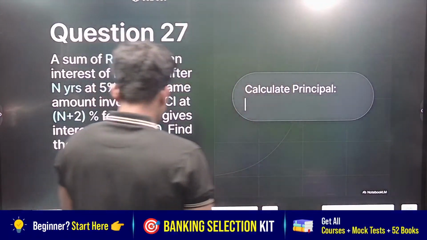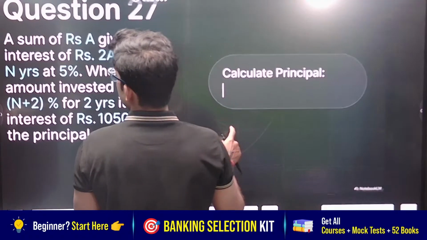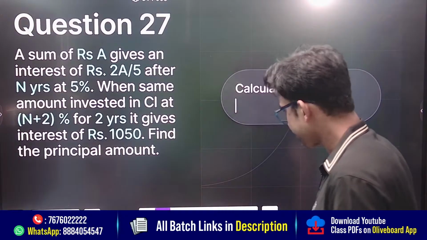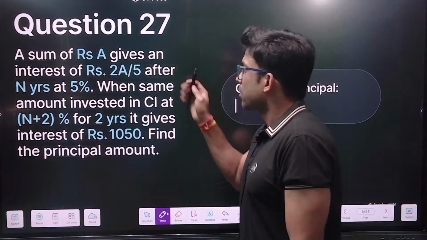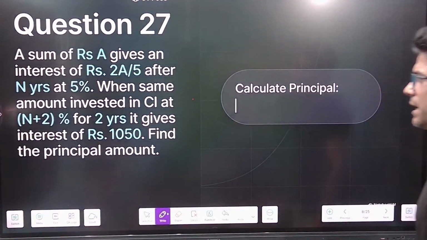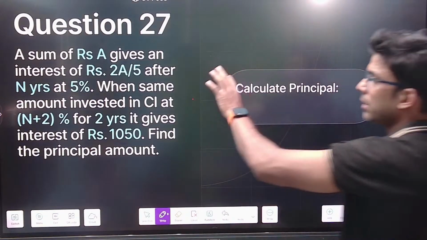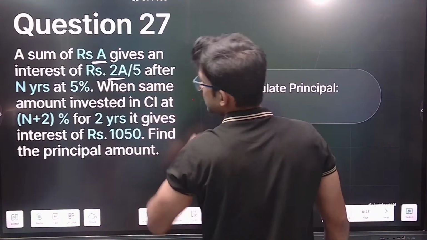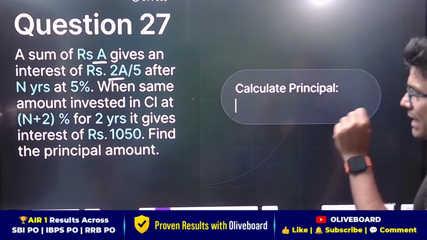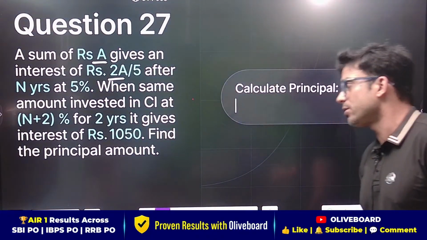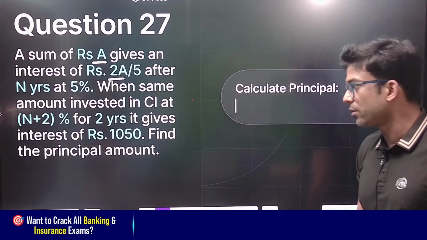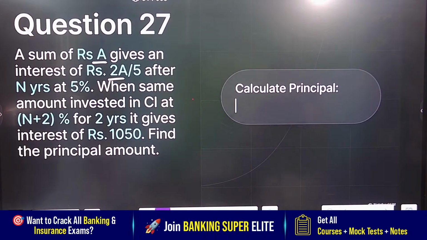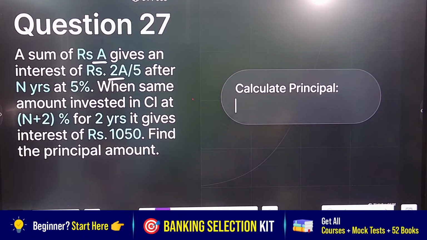Now you have the first question, everybody. Just solve. The question is: the sum of rupees A gives an interest of rupees 2A by 5 after n years at 5%. When the amount is invested at CI at n plus 2% for 2 years, it gives interest of 1050. Find the principal. So they are asking the principal. Can you say how you can figure it out?